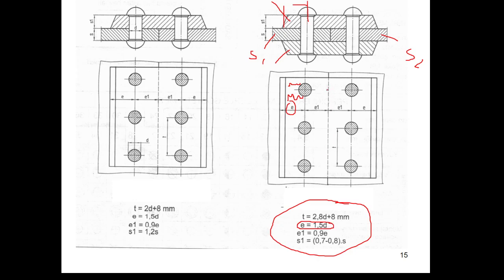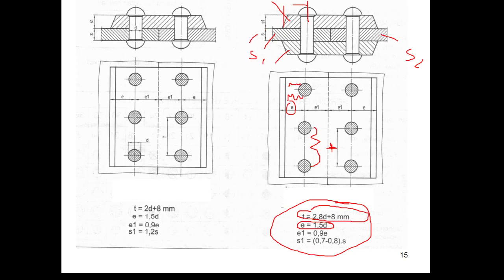Okay, E1 is the distance to have between this row and the other row when it is doubled. E1 is equal to 0.9 times E. And then in this direction, the minimum distance between the successive rivets is denoted symbolically with letter T. T is equal to 2.8 times d plus 8. Yes, these are recommended values.